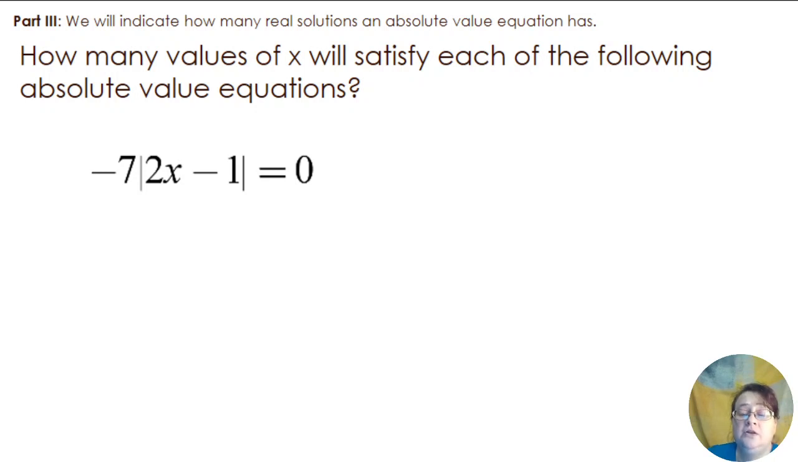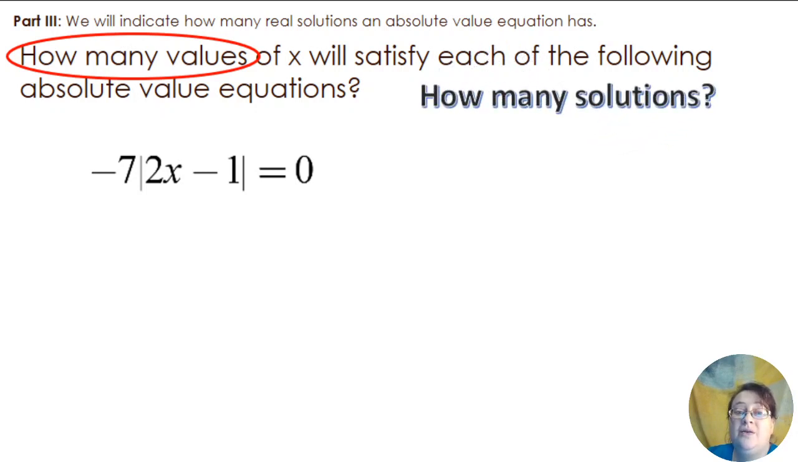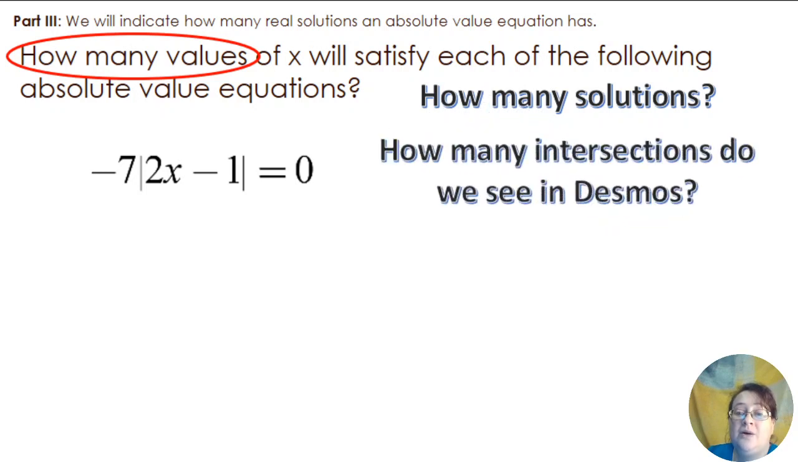Now, once in a while, you'll come across a question that asks how many values of x will satisfy each of the following absolute value equations. How many values? It's not asking what x is. It's asking how many answers we have. So when we go to Desmos, we want to know how many intersections we see.